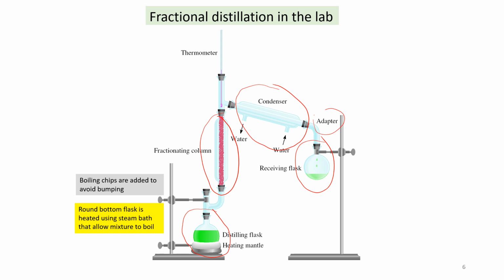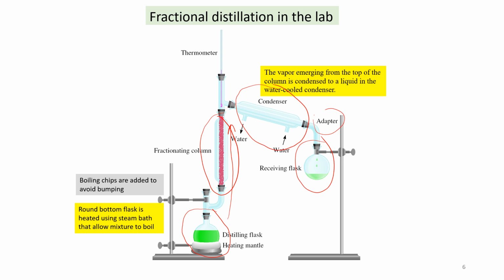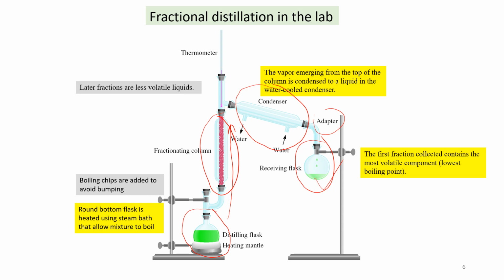When the liquid mixture is boiled and turned into vapor, we are going to see condensation happen, where the vapor emerging from the top of the column is condensed to a liquid. Then we collect the compounds that contain the most volatile component, or what we call the lowest boiling point compound. The later fractions are less volatile liquids, meaning that the least volatile compounds, those with the highest boiling point, will remain as a residue in the distillation flask.